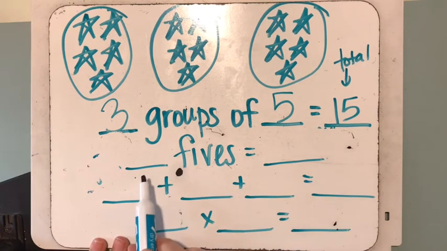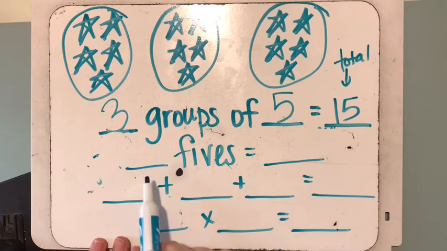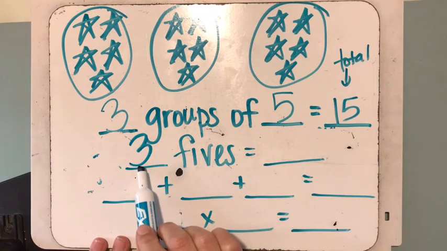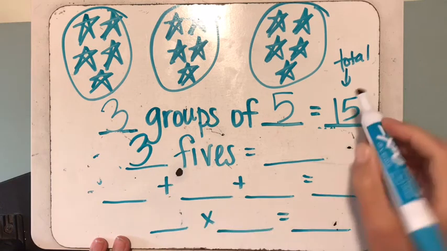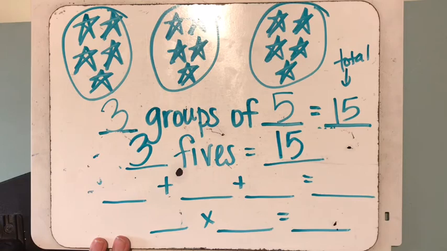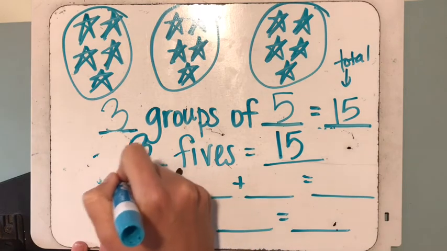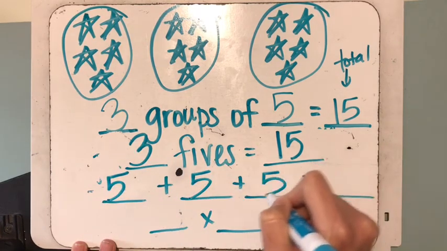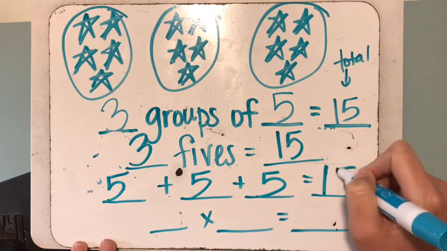Okay, so the next one is, you should have put 3 5s. So I have 3 groups of 5, which equals 15. And for my repeated addition sentence, I should have put 5 plus 5 plus 5 equals 15.